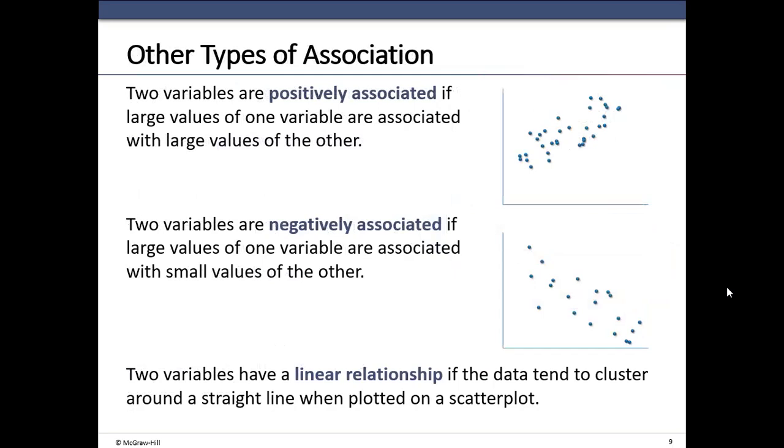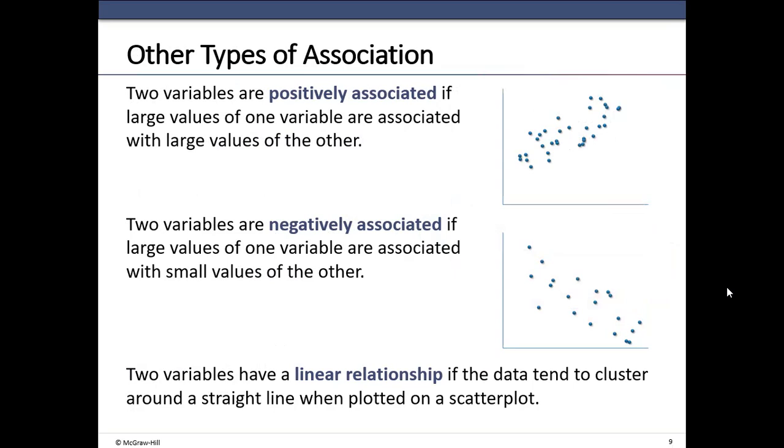Two variables are positively associated if large values of one variable are associated with large values of another. Two variables are negatively associated if large values of one variable are associated with small values. As X increases, Y decreases, as in the second chart on the bottom.